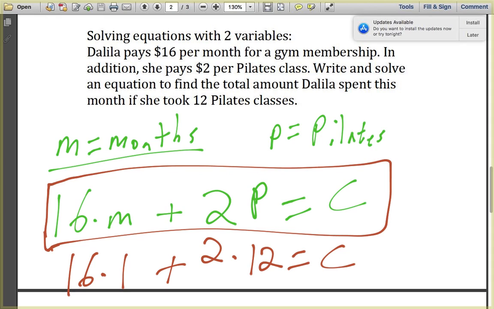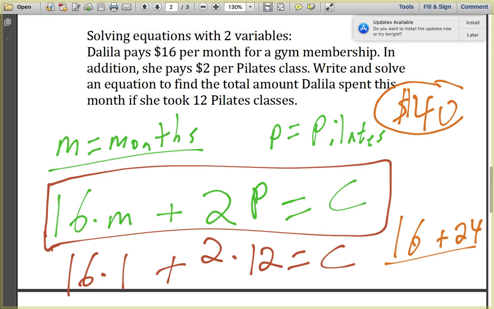So what's 16 times 1? Yes, I agree. It's 16. What is 2 times 12? 24. Add those numbers together. What do I get? 40. And since this was money and this was money, I probably should end with money. Not to mention it says find the total amount she spent. Spend implies money too, right? So I know 40 bucks would be my final answer for that one.